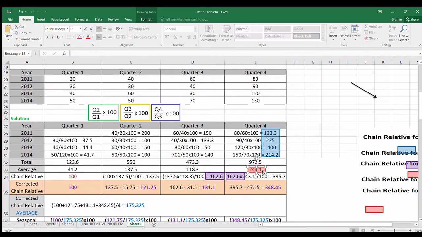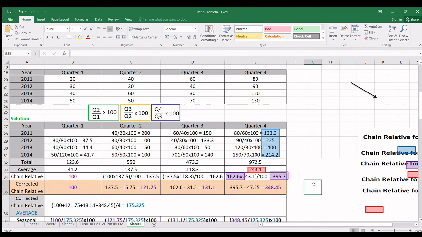Multiplied with the value 243, the averages. Okay, you have to multiply the averages, right? So average multiplied, divided by 100. So you will get the answer 395.7. So I have created the chain from quarter 1 to quarter 4. I have created the entire chain with the help of averages of my link relative.